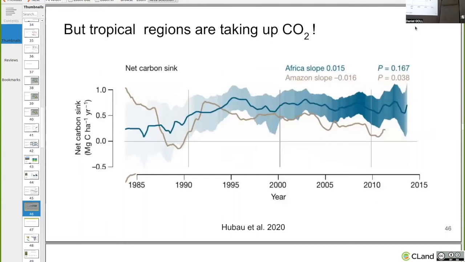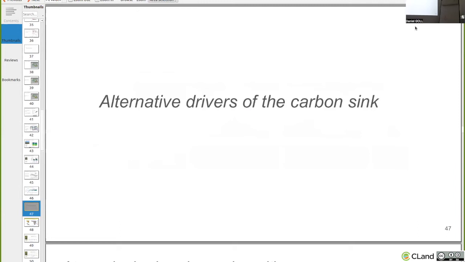Which it actually does in some tropical regions. We already see that the net carbon sink is declining, for example here on the brownish line for the Amazon basin, but other tropical ecosystems like the African biome show rather stable or increasing carbon sinks. So if my work shows that we overestimate the positive effect of CO2 on the carbon sink, what else could drive the sink? This is something I have been looking into in more detail recently, so that's ongoing work.